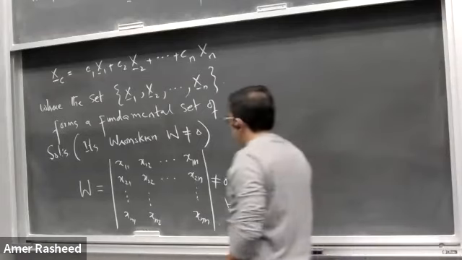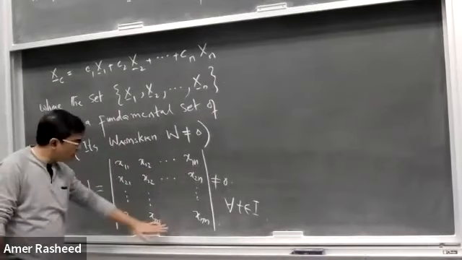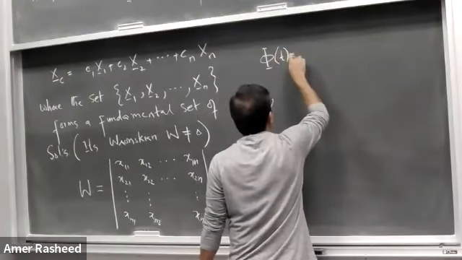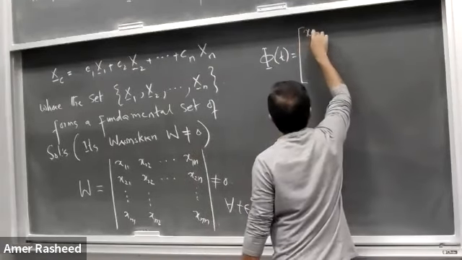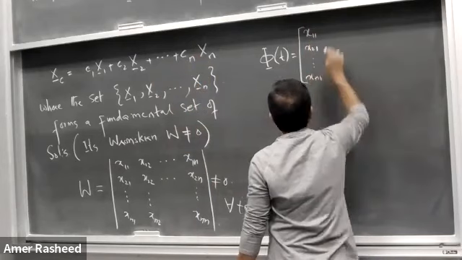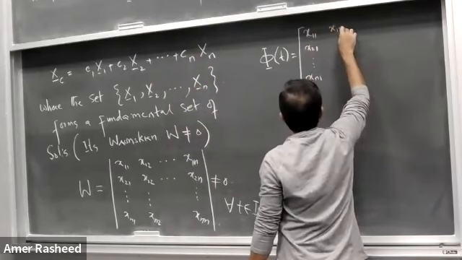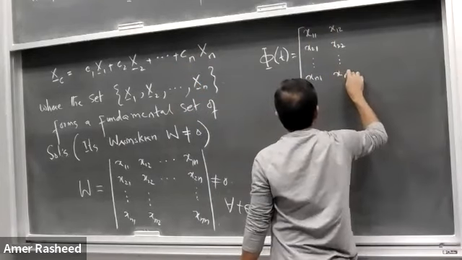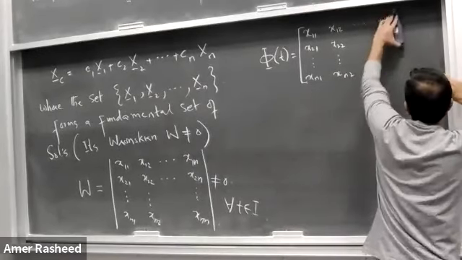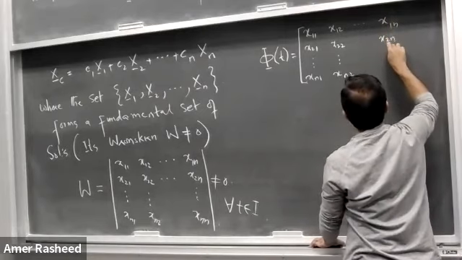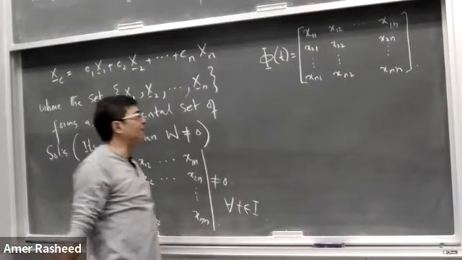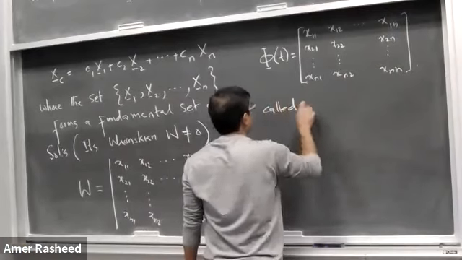Everybody's okay? Okay, now if we call this matrix phi, phi of t, which we define in a similar way as the Wronskian of the fundamental set of solutions, with columns x11, x21, so on, xn1, and x12, x22, so on, xn2, and so on, up to x1n, x2n, so on, xnn, then this matrix phi is called the fundamental matrix.